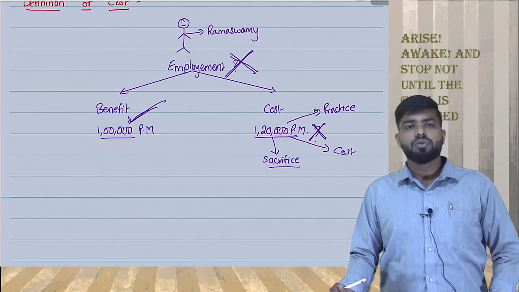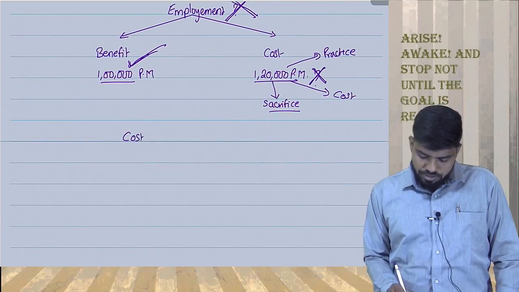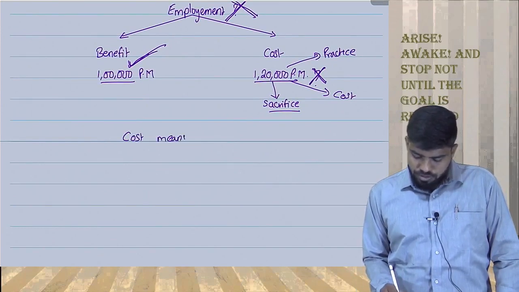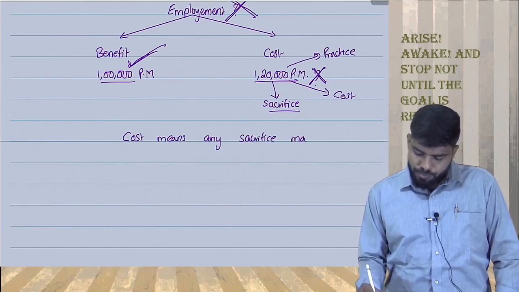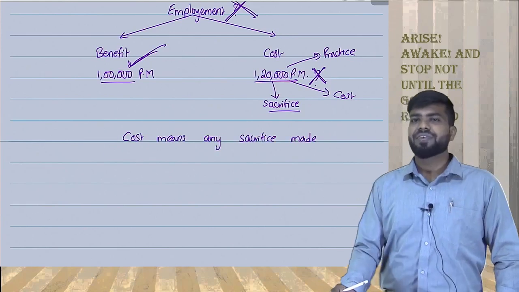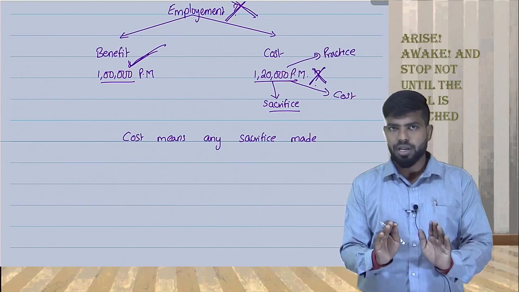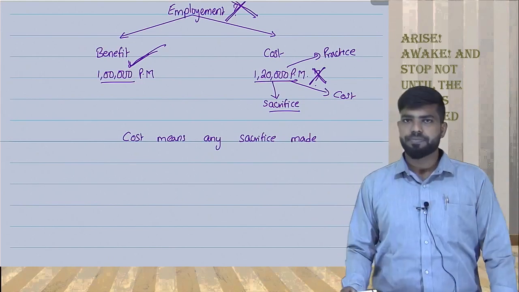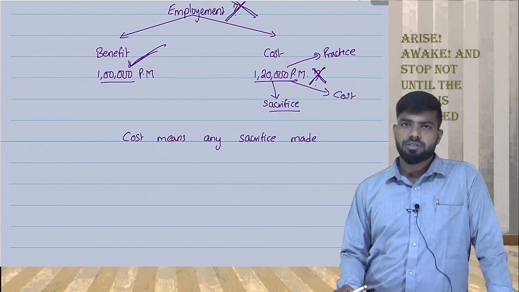All of you clear? So what is cost? Cost means any sacrifice made. So if you sacrifice something, that will be treated as cost. Hold on. We need to elaborate the definition. Okay, in this case 1,20,000 has been treated as the cost.